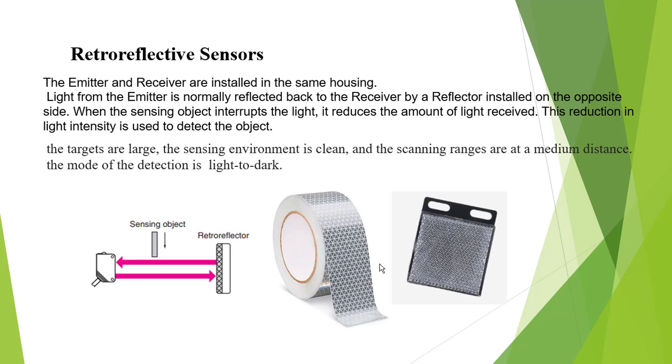The second one is the retroreflective sensor. The retroreflective sensor is still very popular. The emitter and receiver are installed in the same housing. It uses a retroreflector like this to reflect the light back to the receiver. Okay, it looks like this.